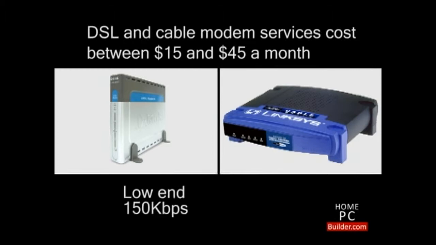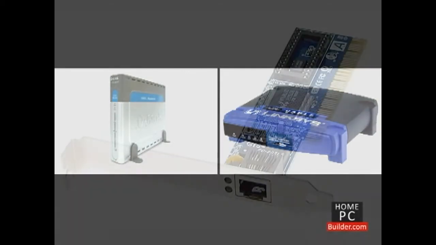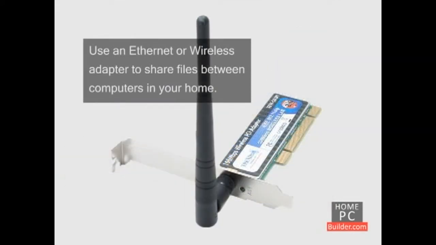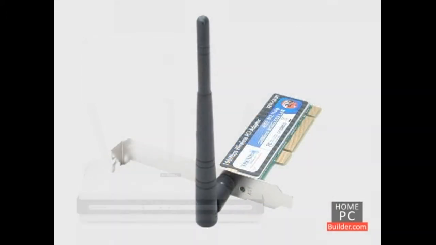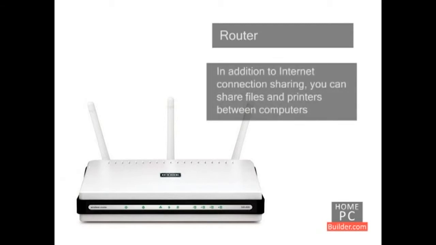Download speeds range from 150 kilobits per second at the low end to 10 megabits per second and more at the high end. In addition, if you have more than one computer in your home, you can use the Ethernet adapter or a wireless adapter to share the internet connection with all of your computers. This is done by connecting the computers together through a device called a router. Connecting computers together with a router also lets you share files and printers between computers.